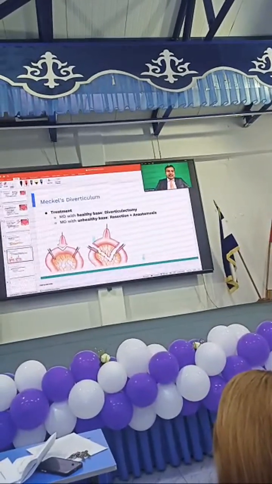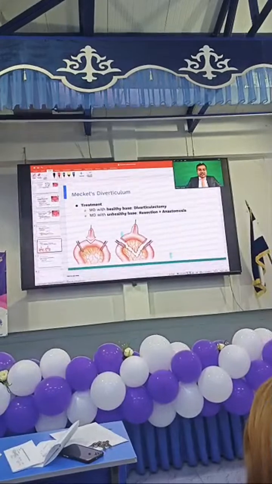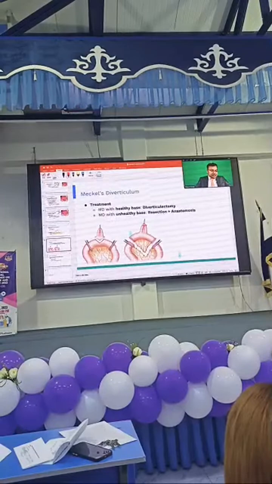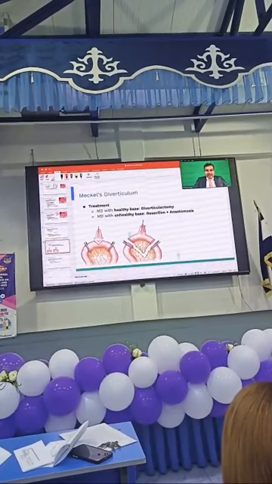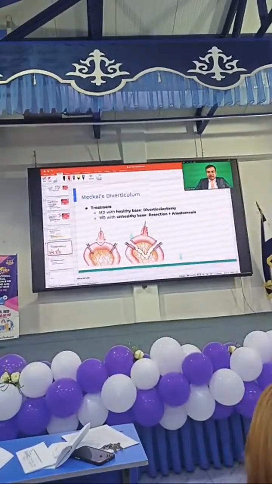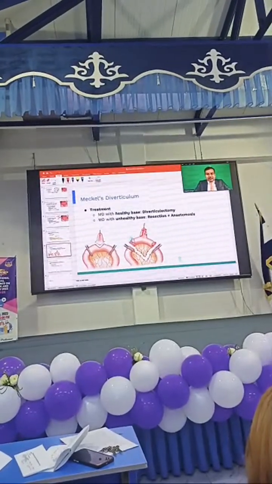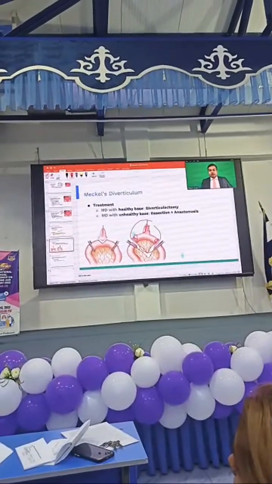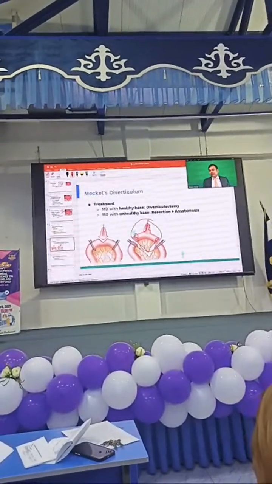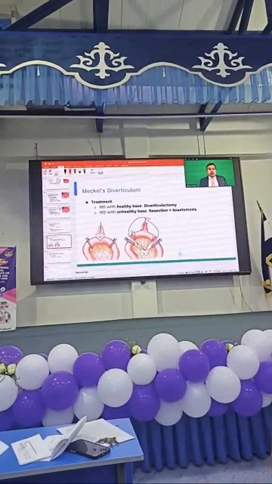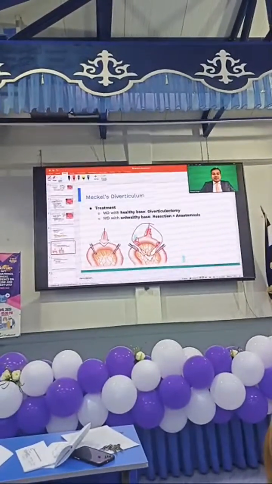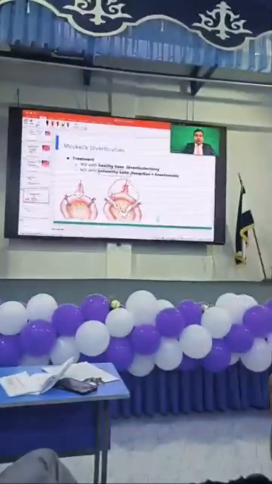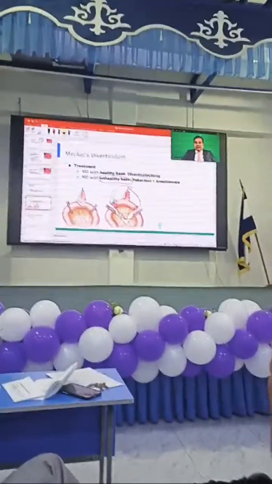Two situations are there. Imagine the first one: the patient has an unhealthy base. See here, there is presence of ectopic gastric mucosa. Because of this, there is an ulcer here. And if there is an ulcer, apart from the diverticulum, I have to resect the bowel also. So this is resection and anastomosis. For patients who have an unhealthy base, we go for resection and anastomosis.